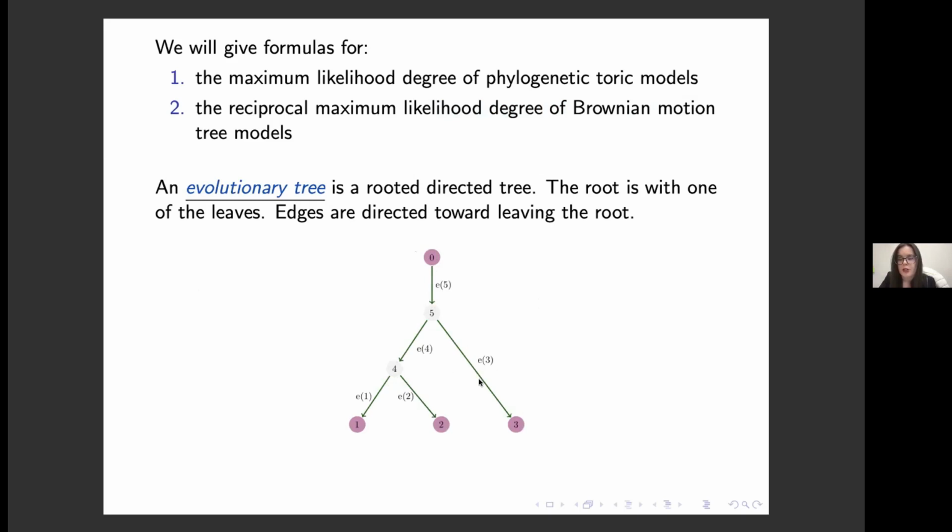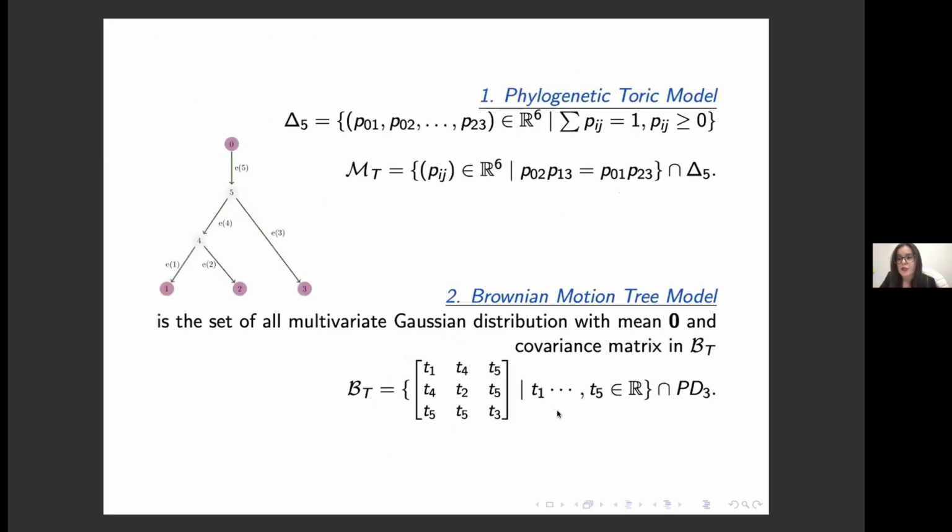Because this is a tree, I have named all the vertices 0 through 5, and the edges 1 through 5. Each vertex represents a species. The vertices in the leaves represent final species, so species that we have data on, and internal vertices represent common ancestors of these species. For instance, species 1 and 2 have species 4 as their least common ancestor, and so on. As I said, we will associate to such a tree two very different statistical models.